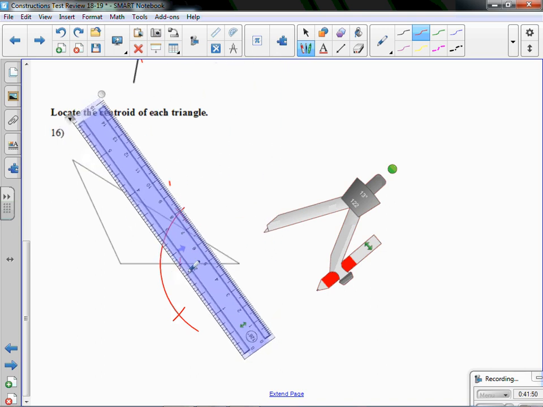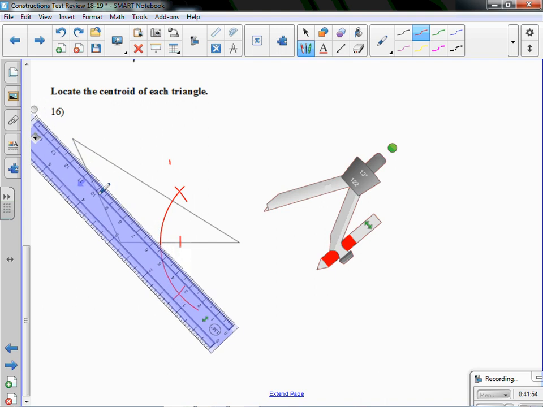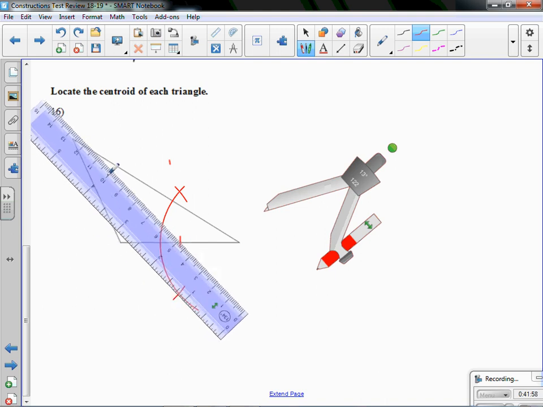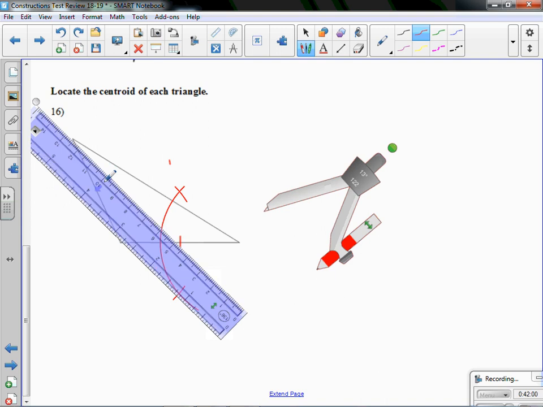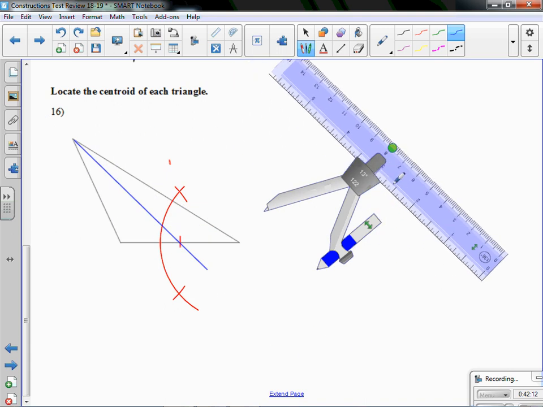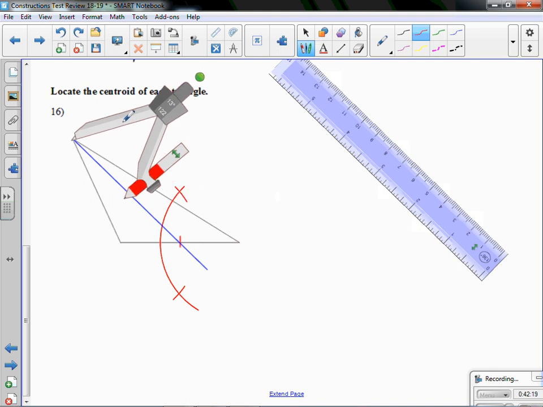And then we take our straight edge, line it up between that midpoint and the vertex opposite the side, something like this. Drawing our line going from that vertex to the midpoint. Now we need to do the same thing to one other side. I'll go with the top side here.